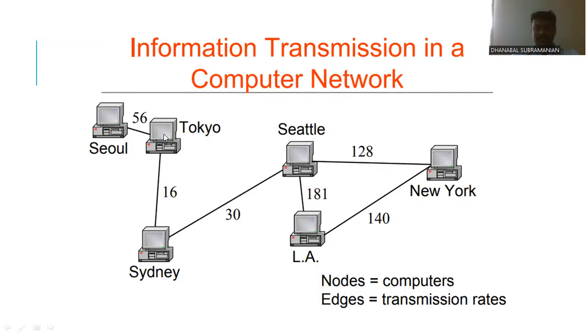The graph is used in different places. A simple example of a graph used in real-time applications is information transmission in a computer network. Here you have different computers connected in different locations. All the systems are connected to one another using edges. It's considered the transmission rate. Here you can find the shortest path using the edge transmission rate, based on the minimum cost to transfer data from a source to a destination.